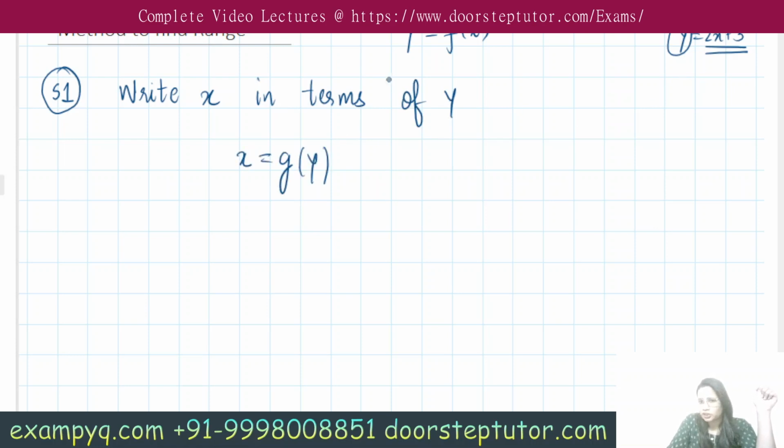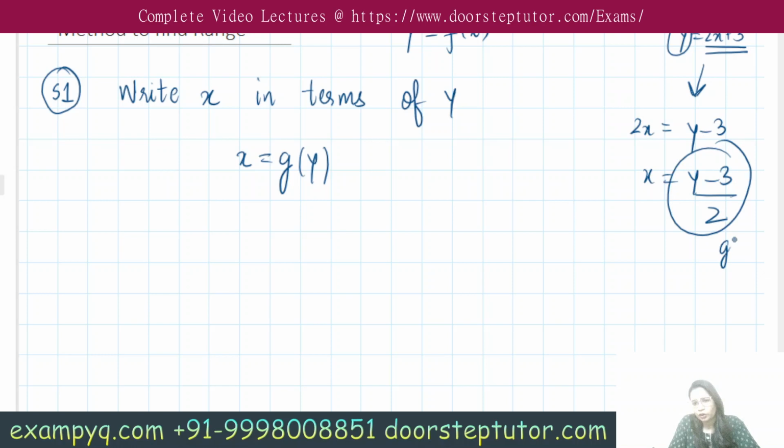Now let me apply this step on this particular function. I am taking everything including x on the LHS and everything except x on the RHS. So something like this, and x equals (y minus 3) by 2. So this is your g of y. Okay. Now what is step 2?